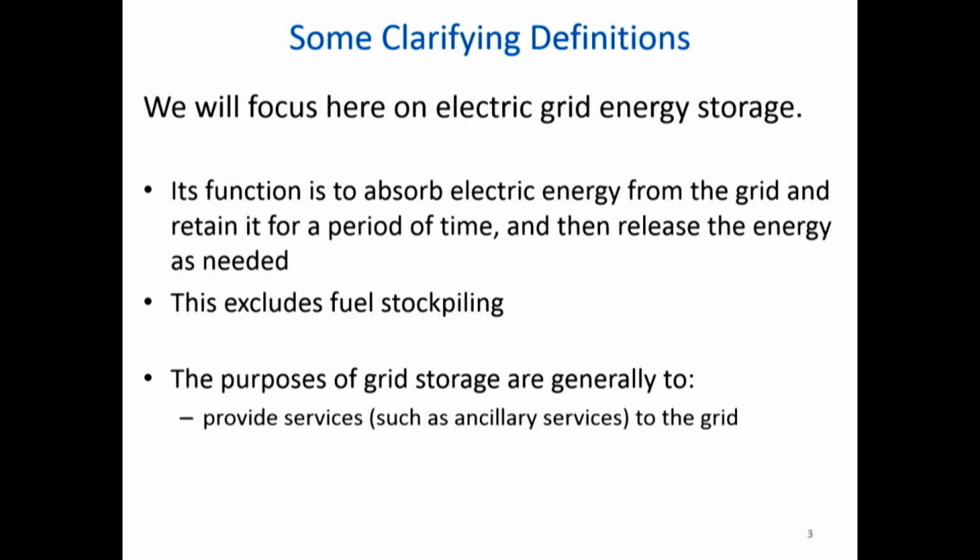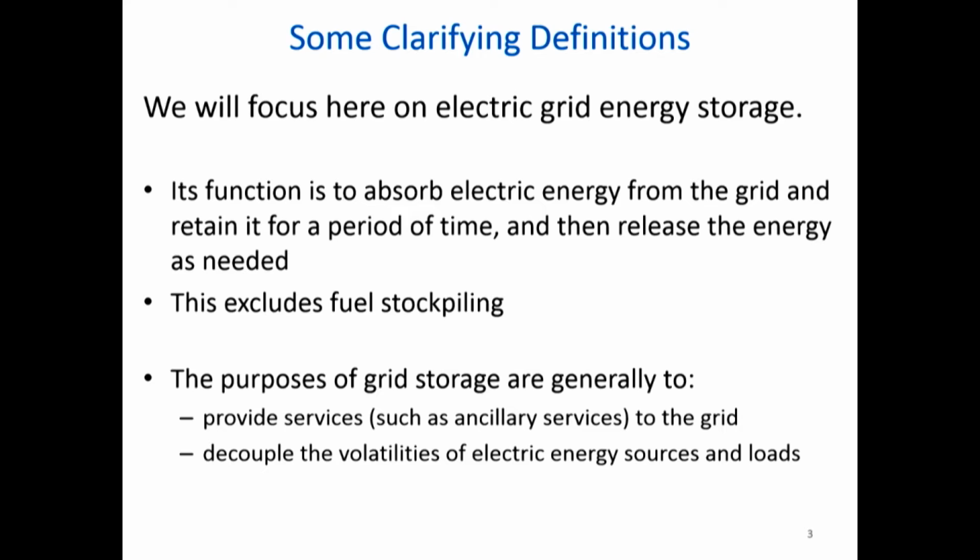So the things that we really do with it, and you've heard some of this already, is use it to provide certain kinds of services to the grid. The other thing that you don't hear as much about, although it's implicit, is decoupling volatilities between sources and loads. We'll talk about that in more detail in a little bit, because I think that will help you understand a lot of the uses that you would put this to at the distribution level.